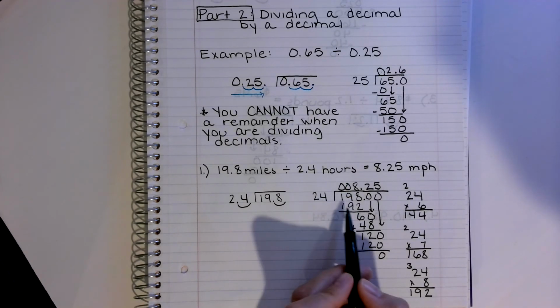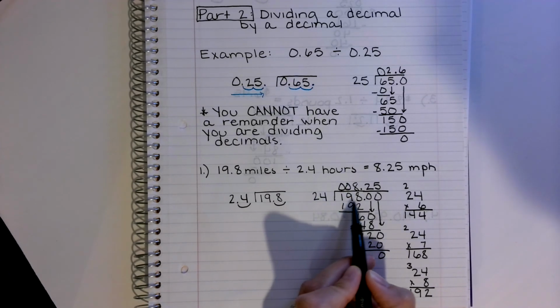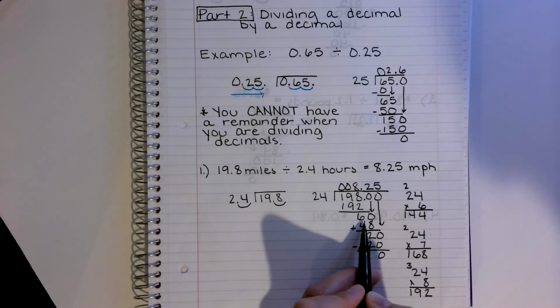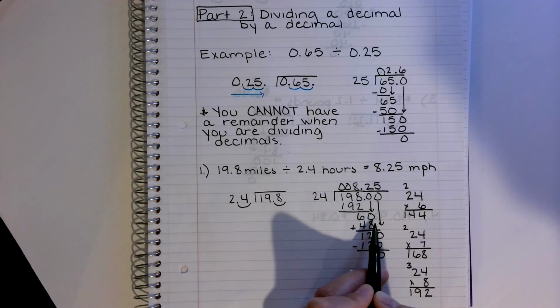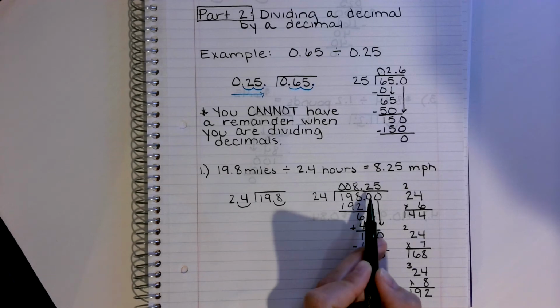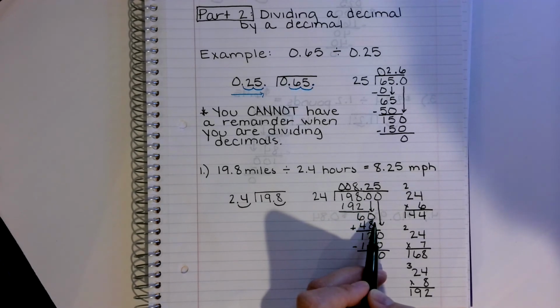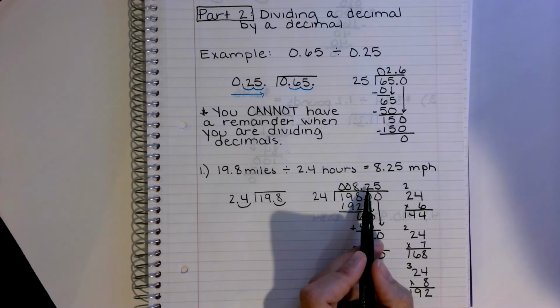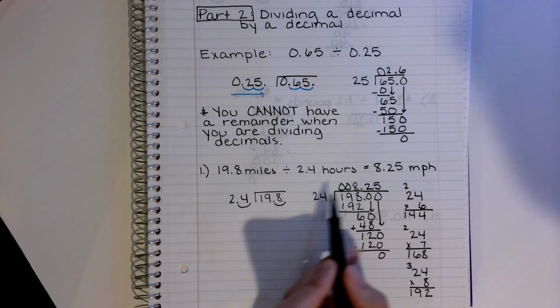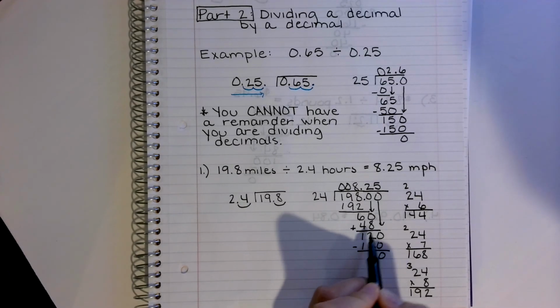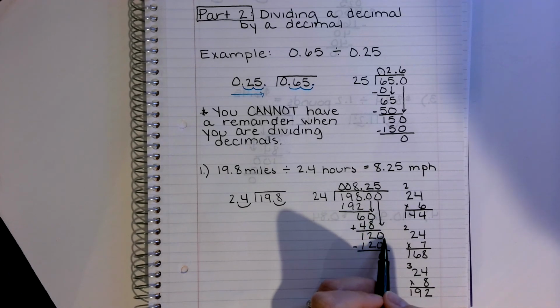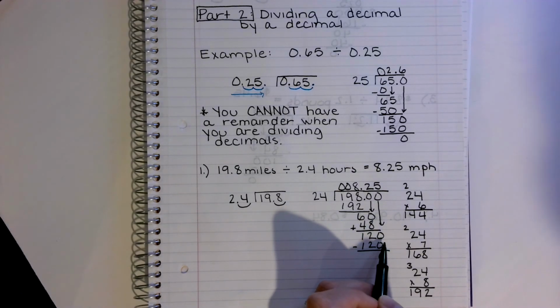So 8 times 24 is 192. 198 minus 192 is 6. Bring down your 0, even though there wasn't a 0 there, but remember there's that invisible decimal. So bring down the 0, that could be on the end. Now you have 60. How many times can 24 go into 60 without going over? That's 2 times. 2 times 24 is 48. 60 minus 48 is 12. Bring down another 0, because remember, you can't have a remainder when you're doing decimals.